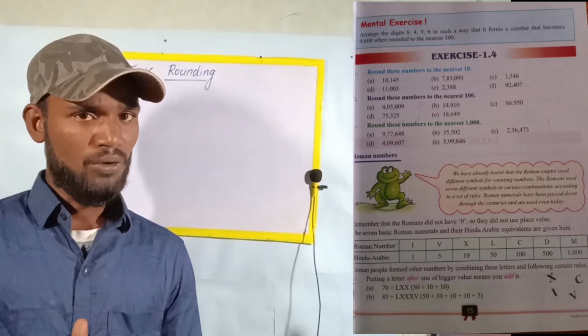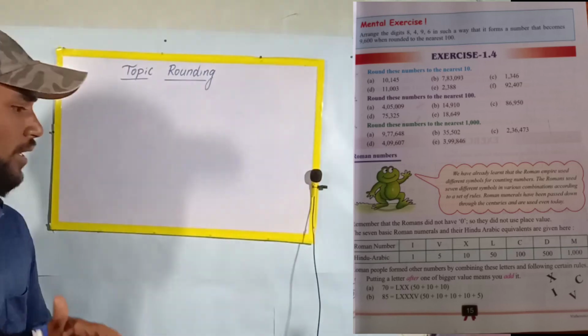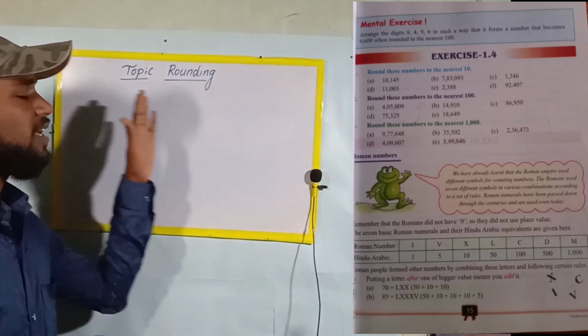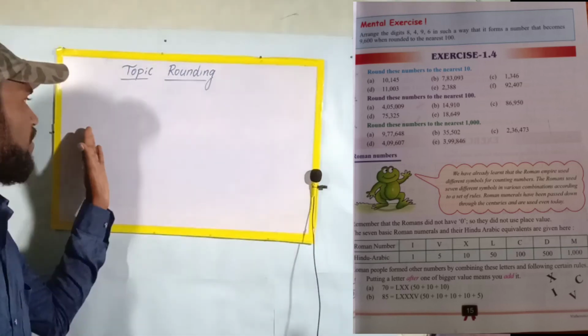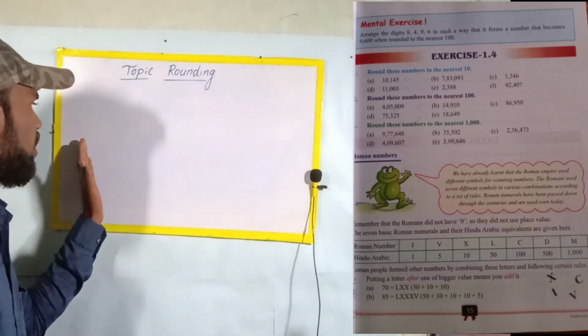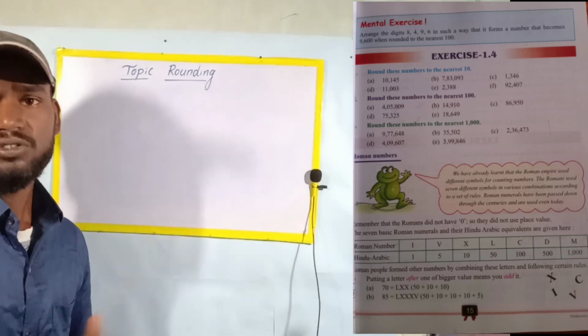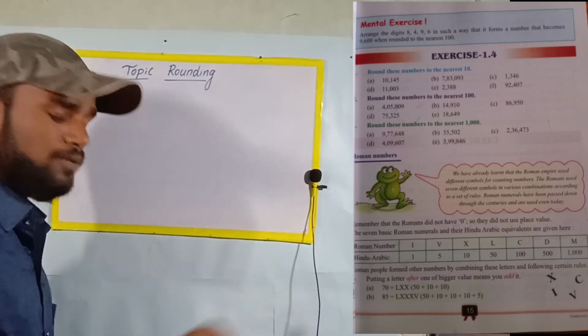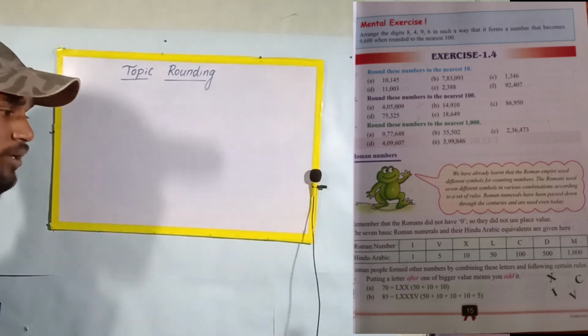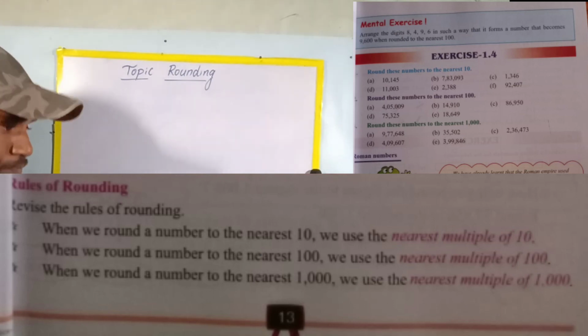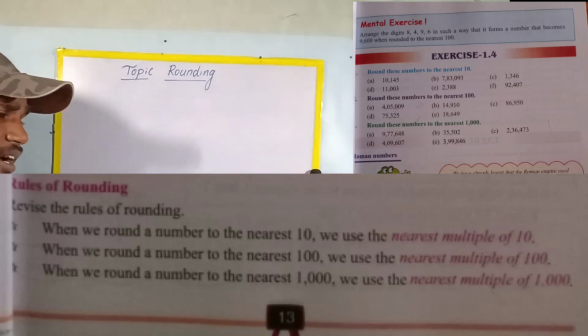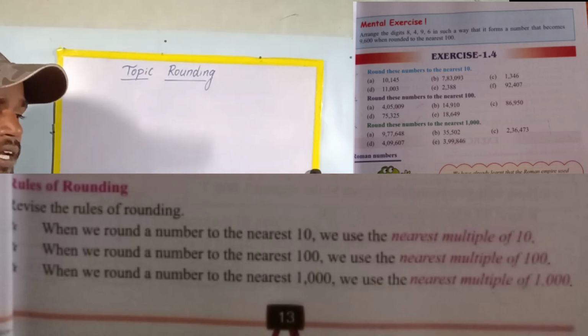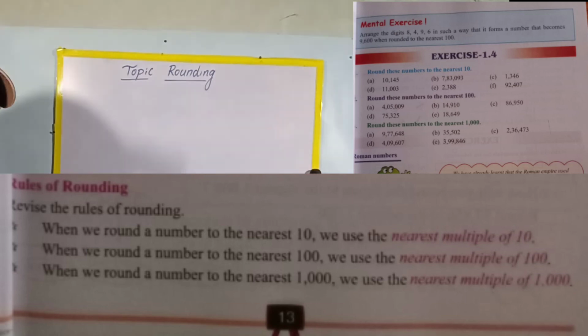In the same manner, we are going to learn rounding off to the nearest tens, nearest hundreds, and nearest thousands. So see here, there are three rules present in rounding. When we round a number to the nearest tens, we use the nearest multiples of tens. This is the first rule.